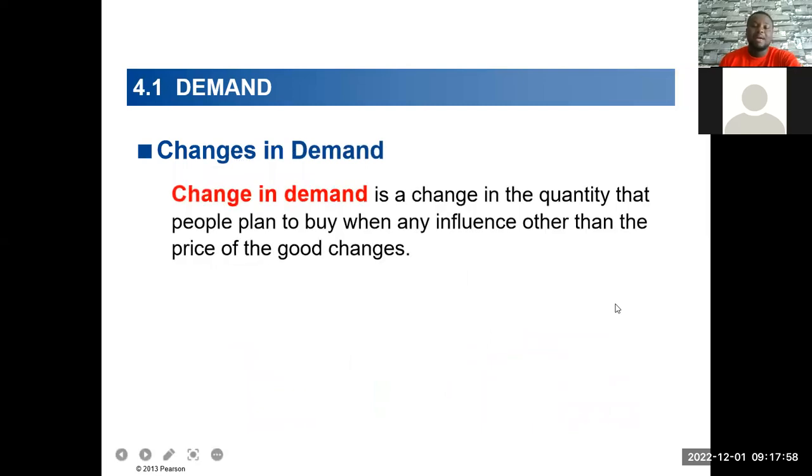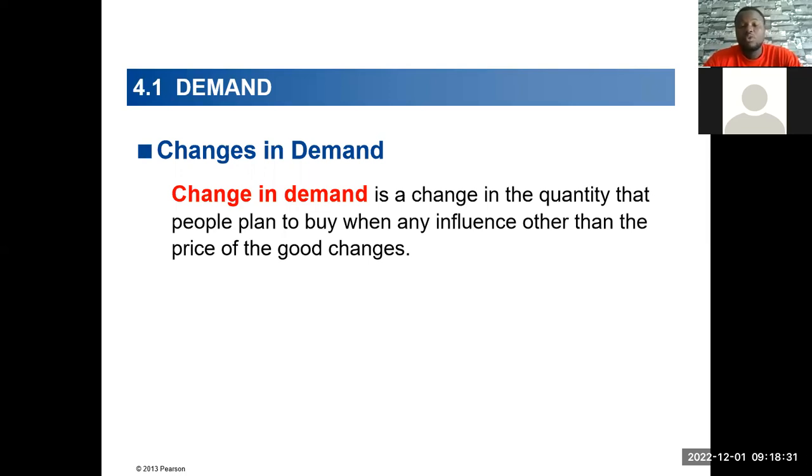Okay, let's look at changes in demand. Now, we'll have a change in demand when there's a change in the quantity that people desire to buy. Okay, and this change will be caused by changes in the other factors affecting demand apart from price. Shortly we'll look at the factors affecting demand. Now, we'll have a change in demand when the price of the commodity is constant. The price hasn't changed, but people are desiring to change the quantity that they buy. That is a change in demand.